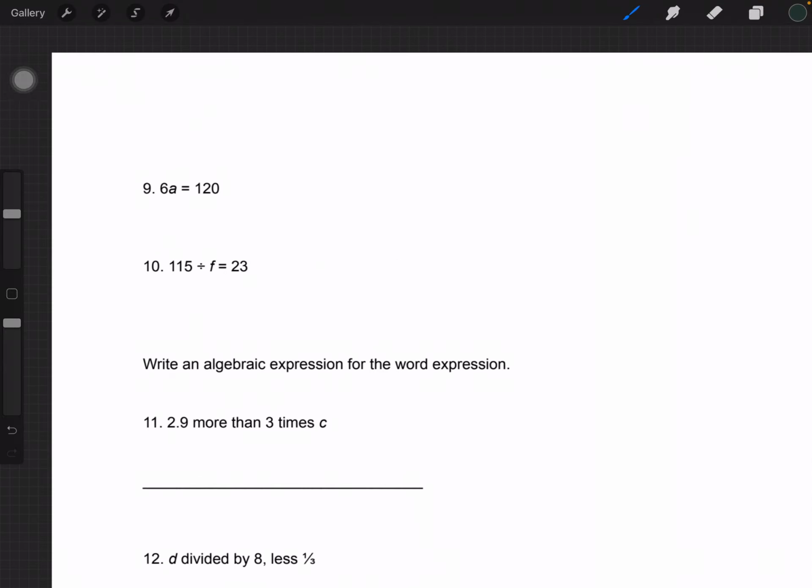We have multiplication, and we want to isolate the variable a here, which means we don't want the 6. So if we multiply the a by 6, in order to undo that, you have to divide it by 6. If you divide on one side, you have to divide on the other side. So the 6 here crosses out with the 6 here, and now a is equal to 120 over 6, which is 20. Same thing over here, 115 divided by f is equal to 23.